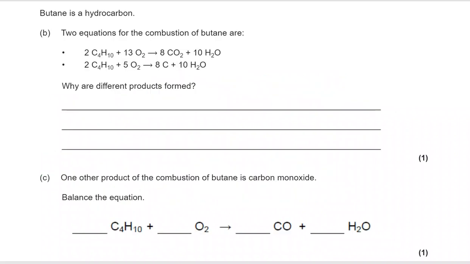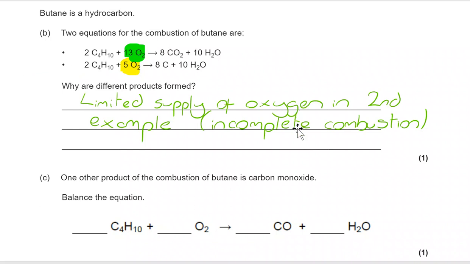Looking at part B, we have got two equations for the combustion of butane. Why are there different products formed? Well, there's two ways of looking at this. One, you can remember the products of complete and incomplete combustion. Two, you can simply look at the amount of oxygen. We've got 13 moles of oxygen in the first one, only 5 in the second one. So the second one is incomplete combustion, and it's because there is a limited supply of oxygen.